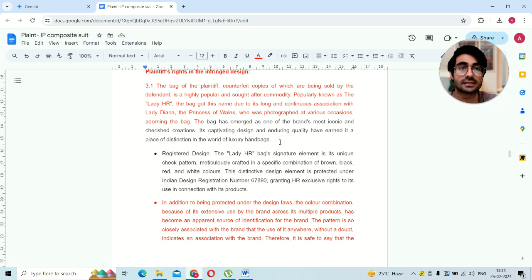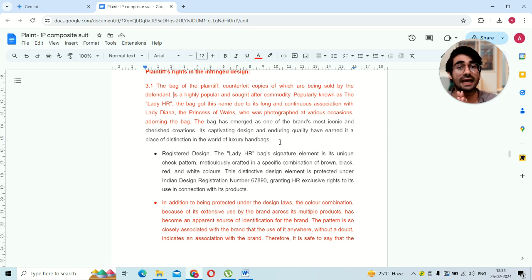Why are we saying all of this? This is very, very important, because we have to establish the fact that people, when they see this bag, they think of the plaintiff. This is what your aim has to be. So you have to really extensively talk about how popular this bag is, right?